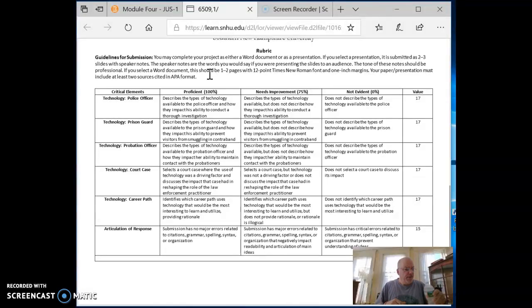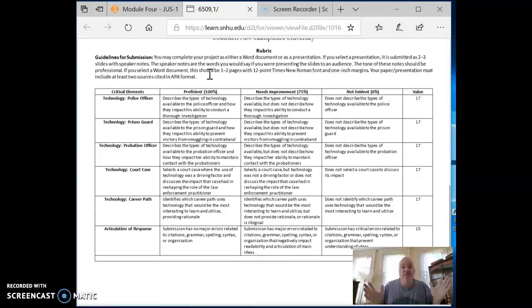You will see that there is no exemplary. Either you know it or basically you don't. You're proficient, needs improvement, or not evident. So I'm going to start right at proficient because I expect all of you to do well in this paper. So let's rock and roll. Technology. Describe the types of technology available to the police officer and how they impact the ability to conduct thorough investigations. Basically the same 2 questions we read above.